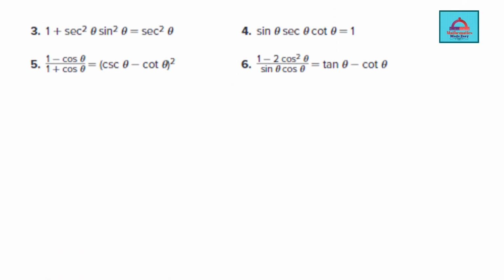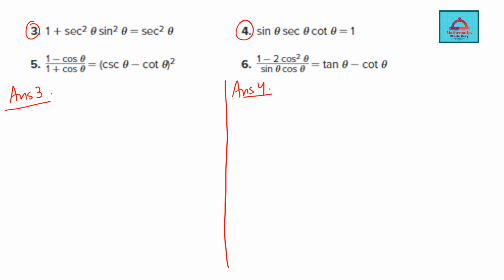Let's solve some more problems. We are now going to solve question 3 first, followed by question 4. So here I am solving question 3. Let me divide the space here for all questions. Okay, so 1 plus secant square times sine square. This is the left side.